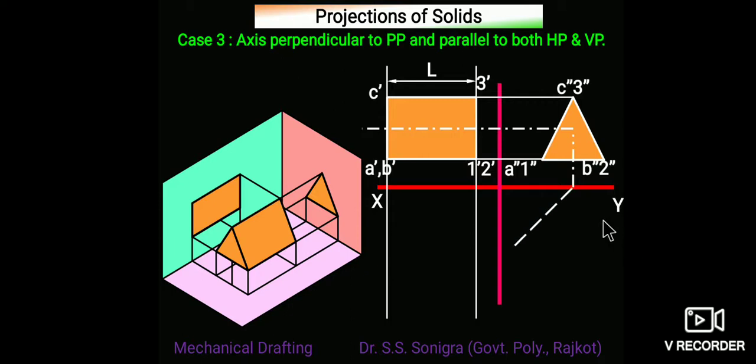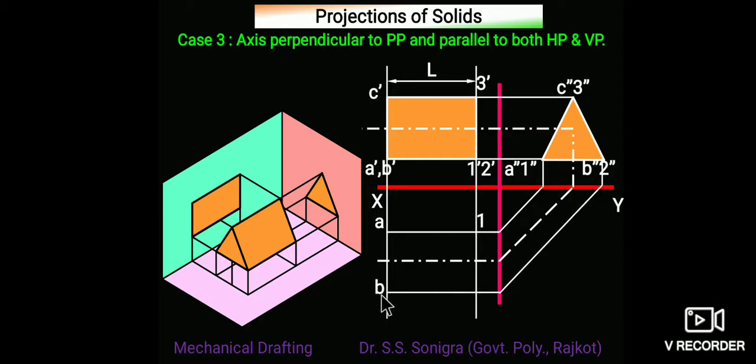Now to draw its top view, take projection from here, a vertical line from here, a line at an angle of 45 degrees, and project it over here. So this is the projection of its center line. Then project this point. Similarly, A1 would be here. Similarly, B1 would be here. B2 would be here. A1, B2. Now where will C3 be?